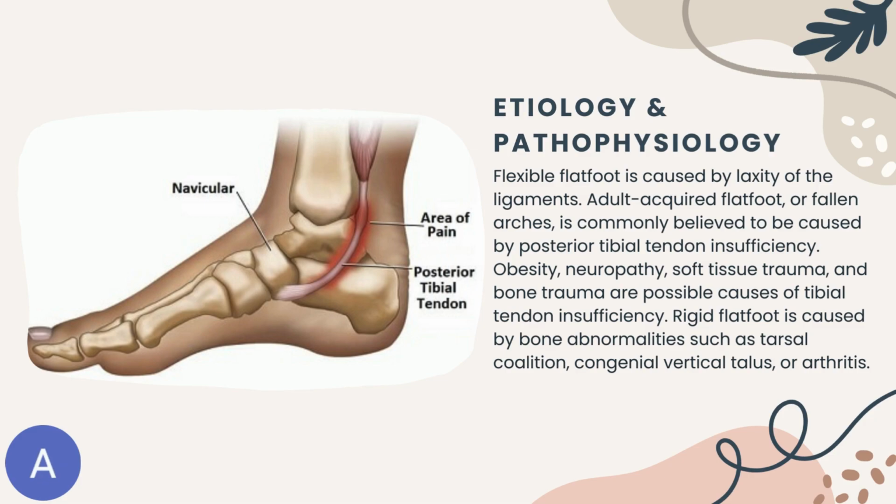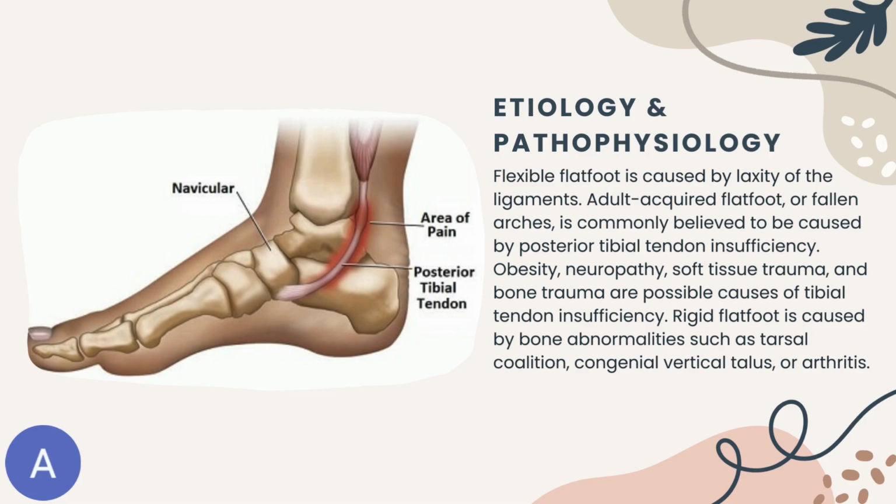Okay, so now we're going to talk about the pathophysiology based on flexible flat foot. It's caused by the laxity of the ligaments. The structure that we're going to mention is the posterior tibial tendon. As in the pictures, the posterior tibial tendon is the attachment for the fascia, which is the layer that attaches and forms our arch, the arch of the foot.